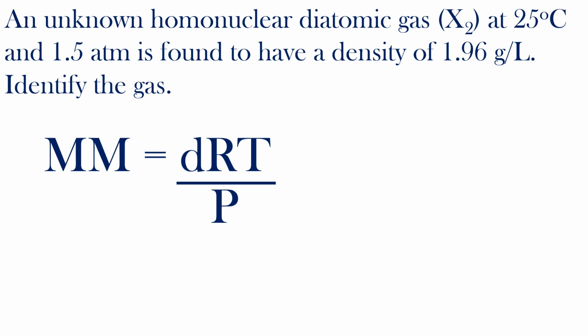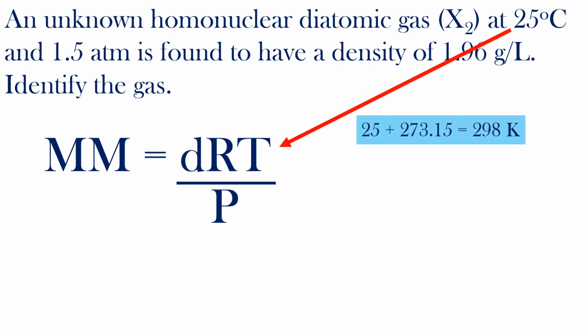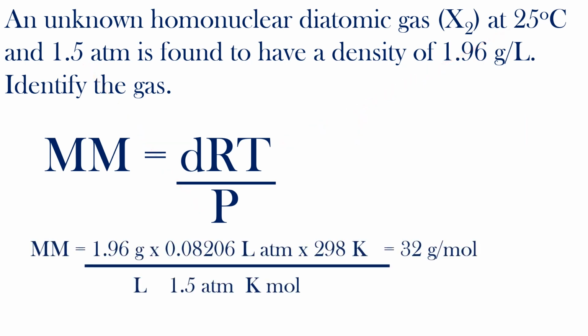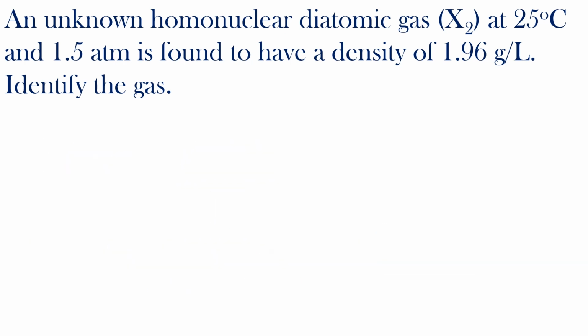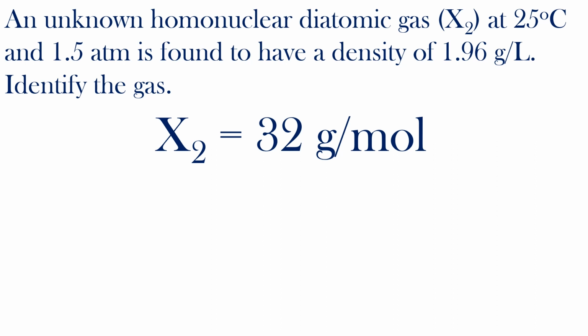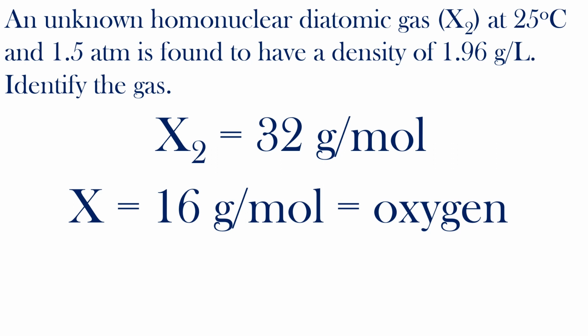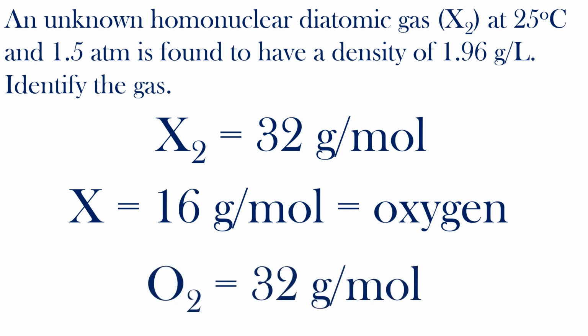Next, we can assume ideal behavior at temperatures of 25 Celsius, which I can convert to Kelvin, and a pressure of 1.5 atmospheres. Inserting my values gives a molar mass of 32 grams per mole to two significant figures. Since the gas is diatomic and 32 grams per mole, this means that each element must be 16 grams per mole. This is oxygen. Oxygen gas, O2, is the unknown gas.